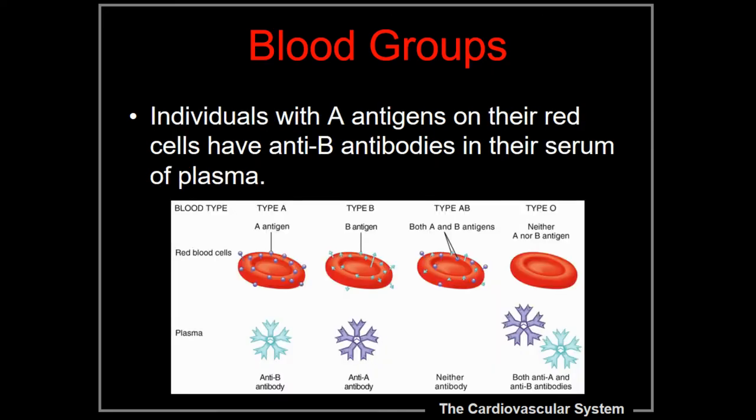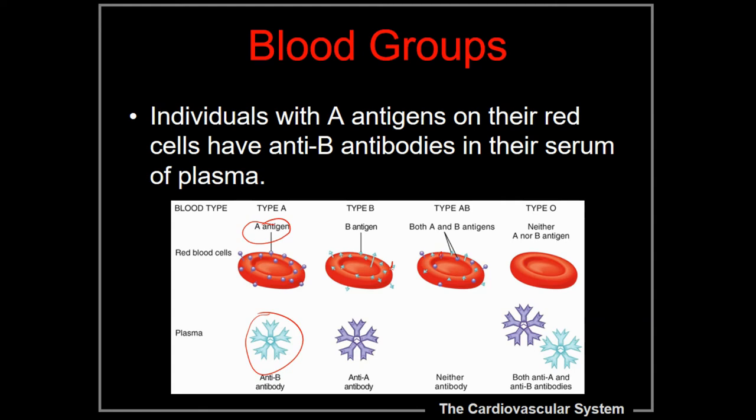Individuals with A antigens on their red cells have the anti-B antibodies in their serum or plasma. That simply means that if I have the A antigen, then I carry the antibody that will attack any red blood cell that has the B antigen. So if I'm given a transfusion of blood from someone that is either B or AB, then those red blood cells are going to have the B antigen and my immune system will attack them.